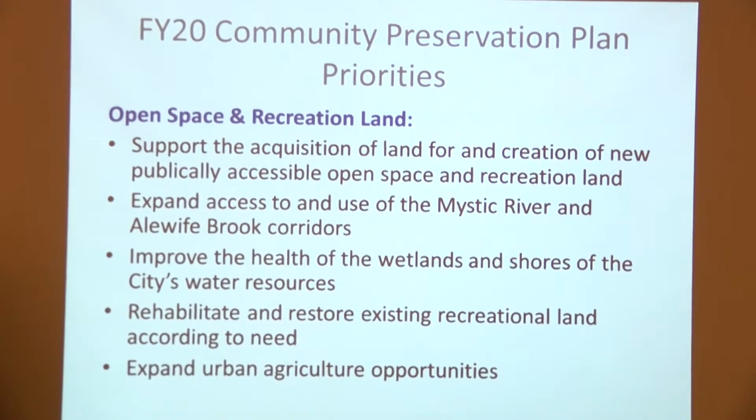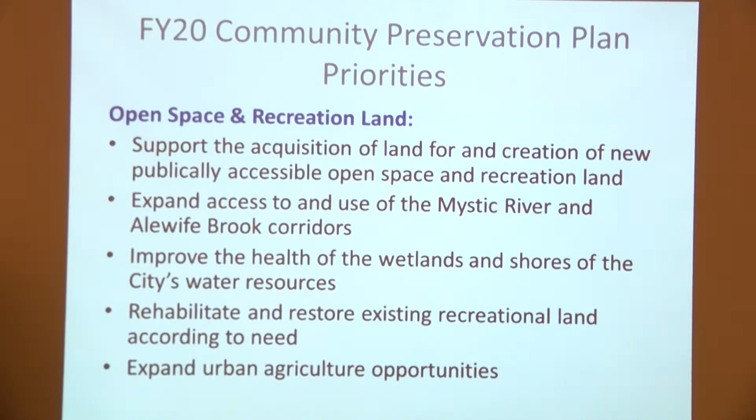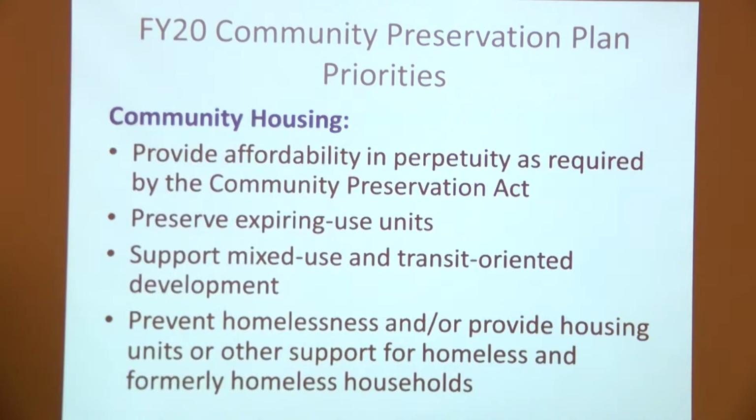There's also priorities in each of the 3 categories that we can fund. So under open space and recreation land, the #1 priority is supporting the acquisition of land for new publicly accessible open space. Also expanding access to and use of our waterways on the Mystic River and Alewife Brook, improving the health of our wetlands and shores, rehabilitating our existing recreational land according to need, and expanding our urban agricultural opportunities such as community gardens.